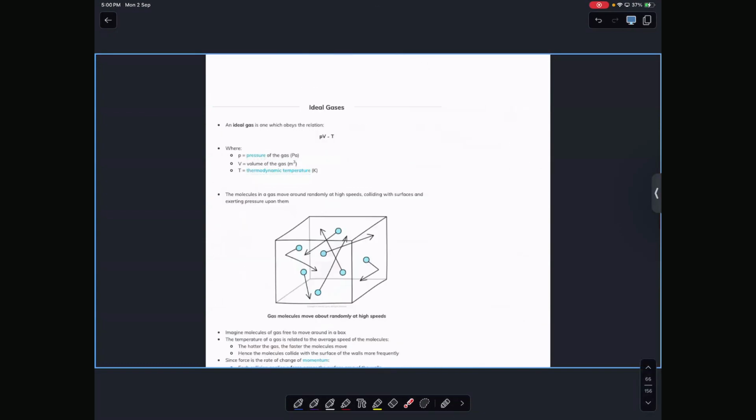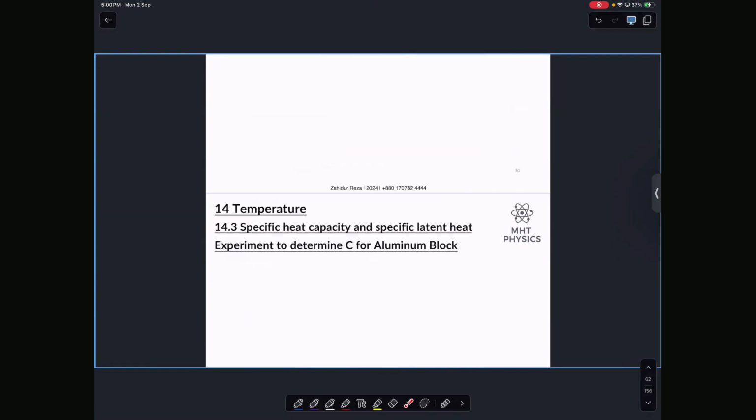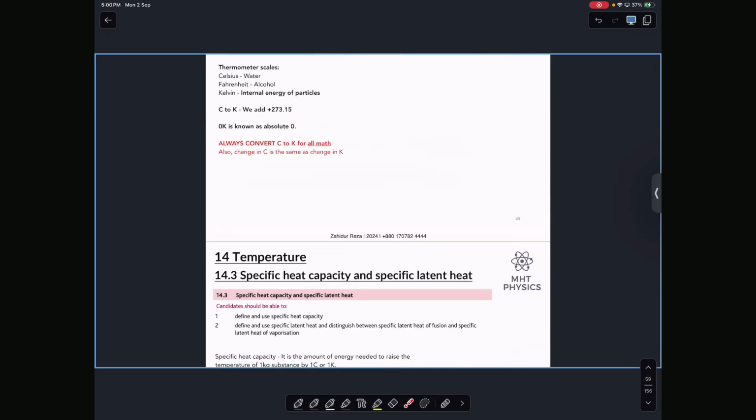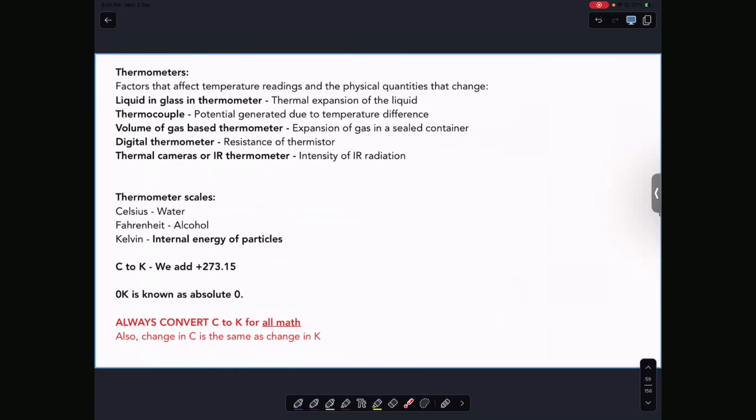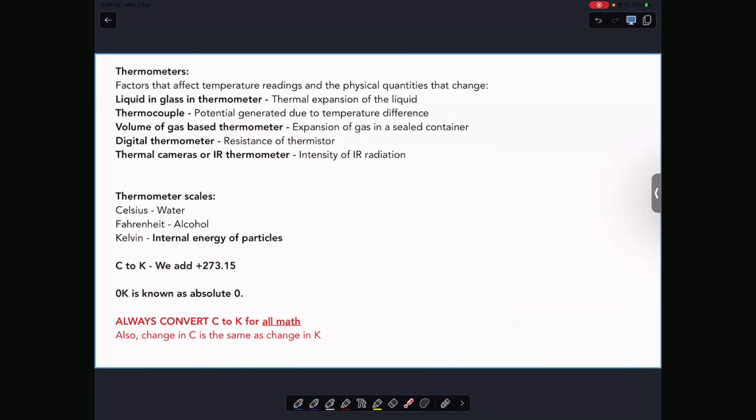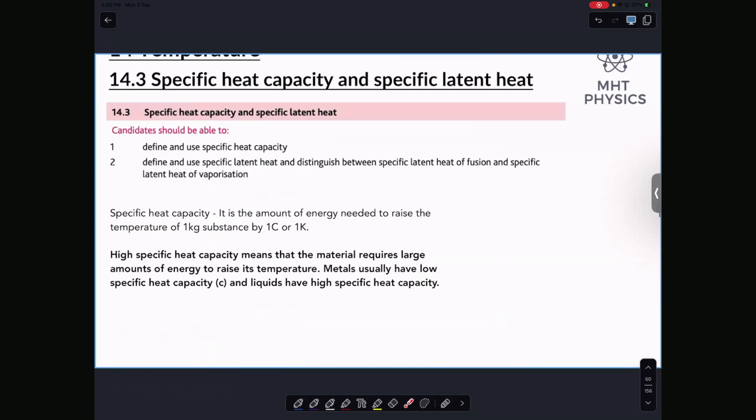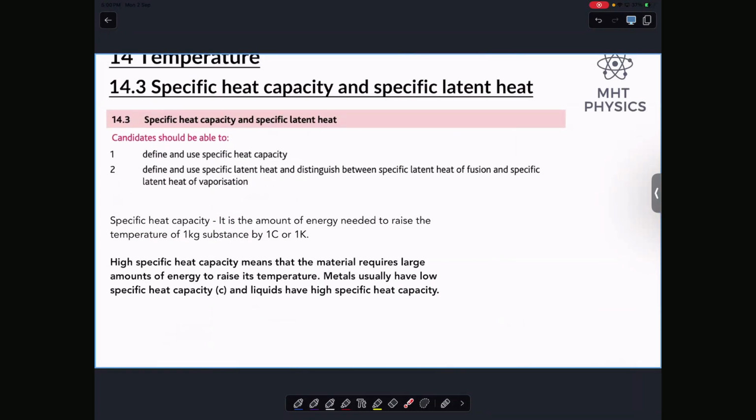Okay. The next class is data, which is very straightforward. I think I mentioned this already. Thermometers. It'll take like 20 minutes to wrap this up, and then after that we'll start specific heat capacity and latent heat.